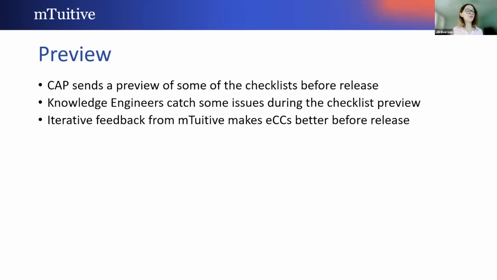We will put it into our actual product, and that way both the CAP and mTuitive can look at how these checklists are going to appear in the actual product and make sure that everything is usable, that there's no errors or mistakes, and that the authors and everybody involved like the output that they see in the product. And so knowledge engineers are actually able to catch some issues during the checklist preview before the eCCs are even released to vendors at large. So that iterative feedback from mTuitive actually helps make the eCCs better before that release.